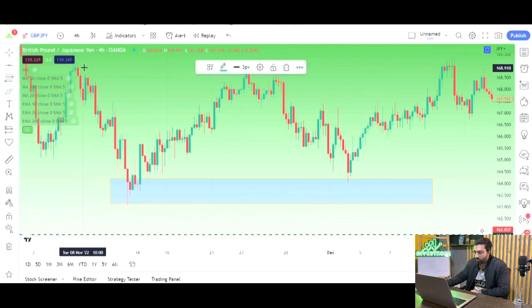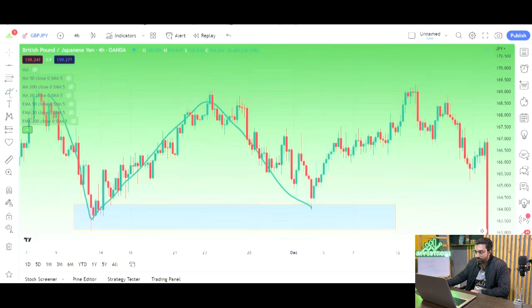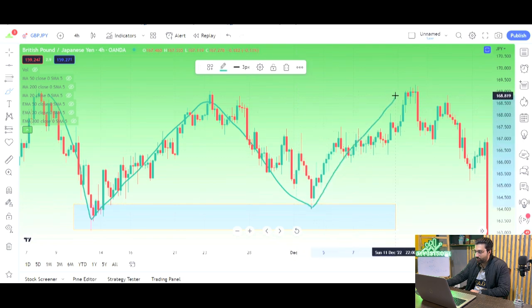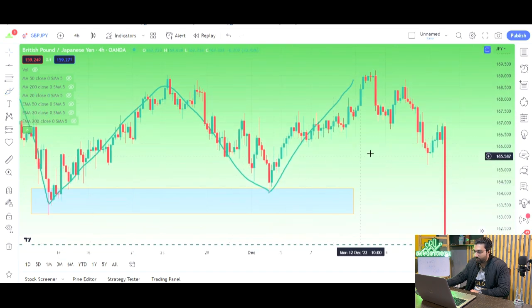The market was coming down. At this point, the buy is activated and pushed the market upward. Again, the market came and retested the support zone. The market respected it this time, and the market again went up. So that was the place where you would put your buy entry.